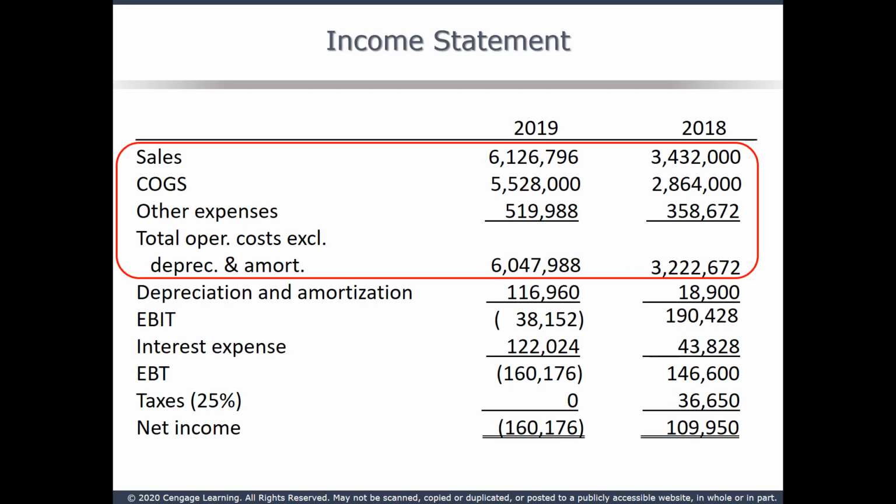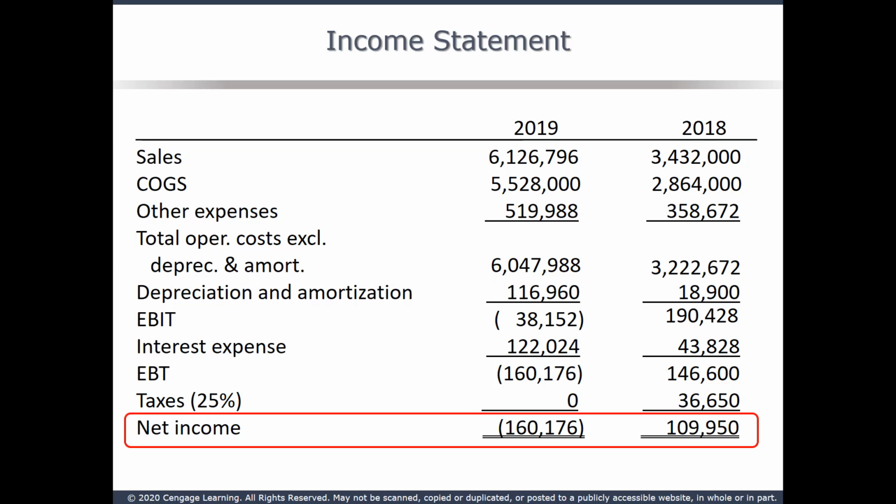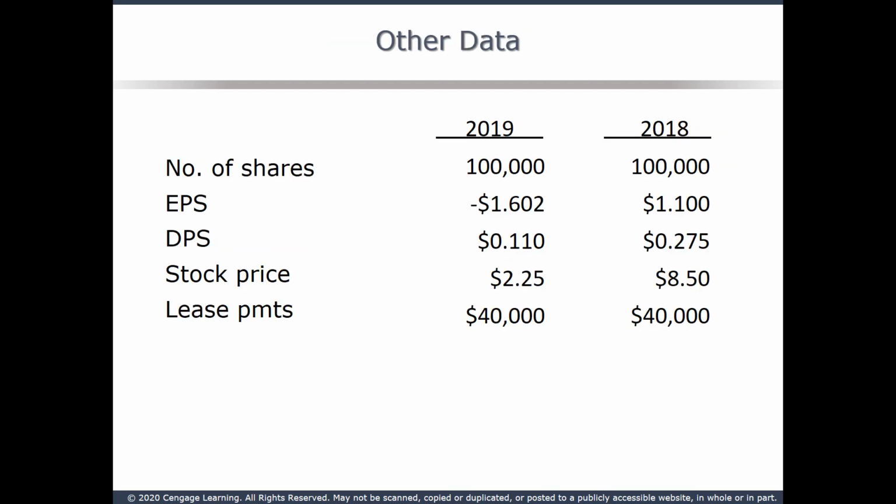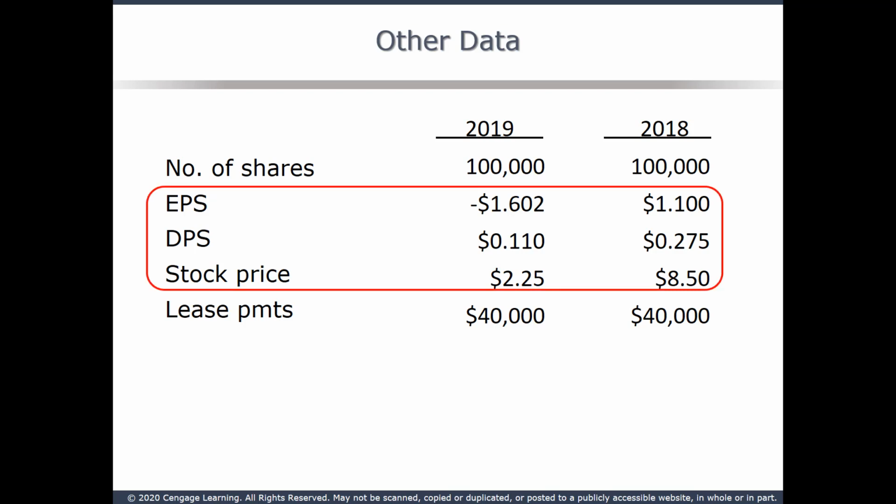DeLeon sales did increase significantly, 78%, after the expansion, but cost of goods sold increased by 93%. Net income went from a $110,000 profit to a $160,000 loss, a swing of minus 246%. No wonder the board of directors are upset. These results for 2018 versus 2019 make it clear why shareholders are not happy either. Earnings per share declined by 218%. Dividends per share were cut more than in half, a bad signal to the market. Most disturbing, the stock price dropped from $8.50 per share to $2.25, a 73.5% decrease.